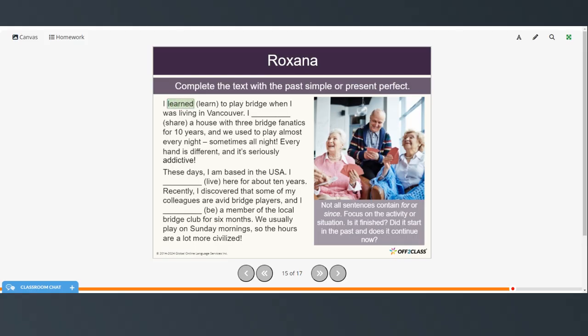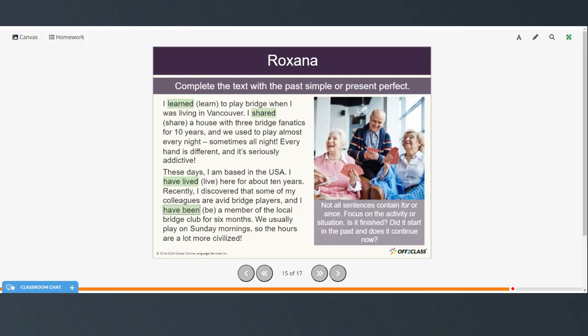So here, I learned to play bridge when I was living in Vancouver. I shared a house with 3 bridge fanatics for 10 years, and we used to play almost every night, sometimes all night. Every hand is different, and it's seriously addictive. These days, I am based in the USA. I have lived here for about 10 years. Recently, I discovered that some of my colleagues are avid bridge players, and I have been a member of the local bridge club for 6 months. We usually play on Sunday mornings, so the hours are a lot more civilized.